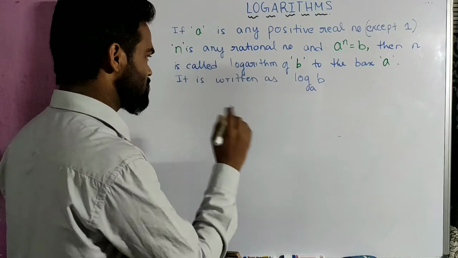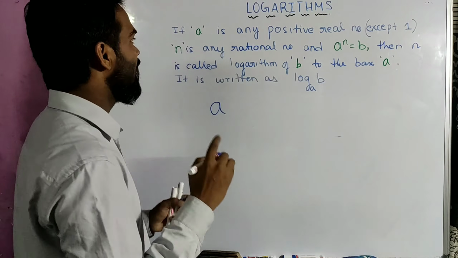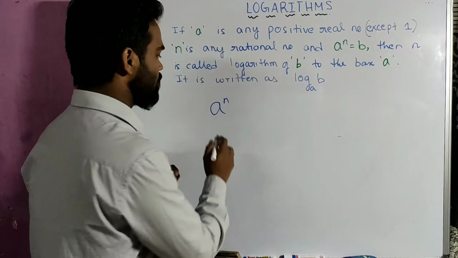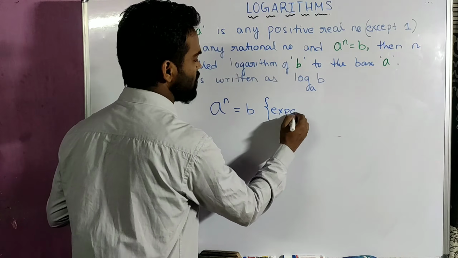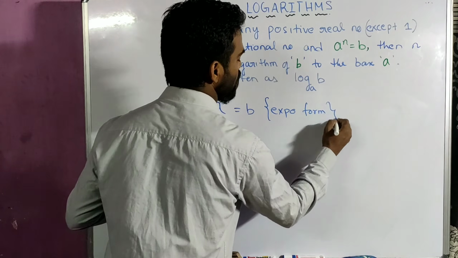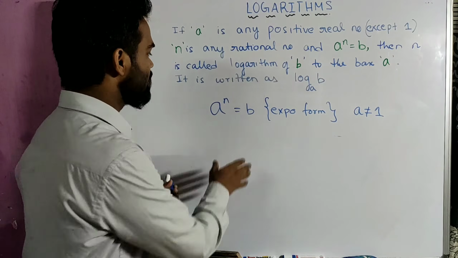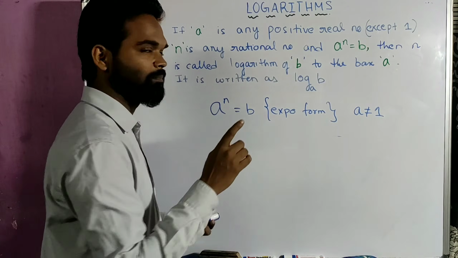What do I mean? Suppose you take any positive real number a and raise it to the power n, where n is a rational number, then a to the power n is equal to b. That's an exponential form. Am I correct? Where a is not equal to 1. Okay, then this can be represented in logarithm form.